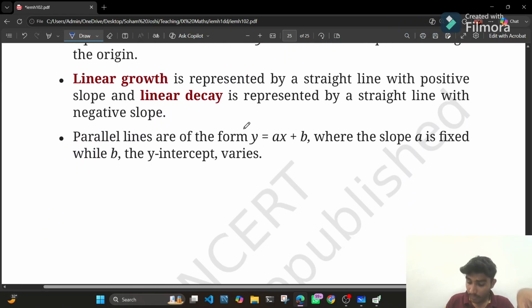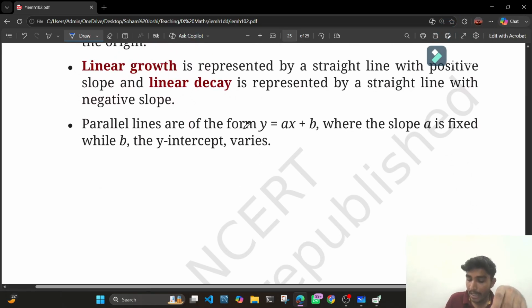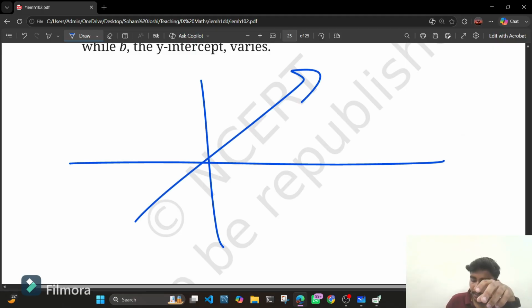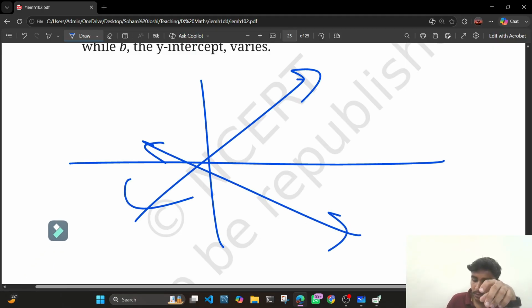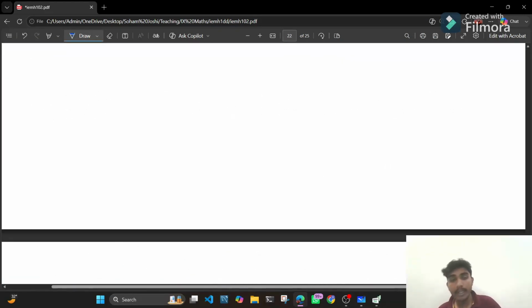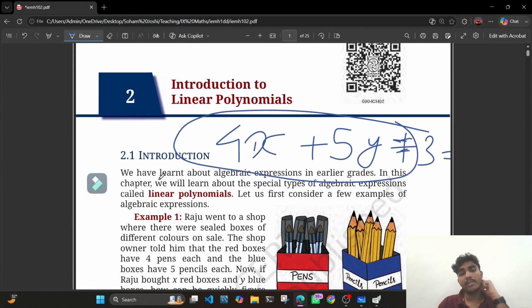Then one more interesting thing is that linear growth is represented by a straight line with positive slope and linear decay is represented by a straight line with negative slope. Right? If mine is increasing like this, then it can also be decreasing. So that is not a big deal. So I hope that this chapter is clear. All the concepts that I have taught are understood by you. Just for practice, read all the solved examples, practice all the exercises and solved examples as well, and then you'll be good to go.